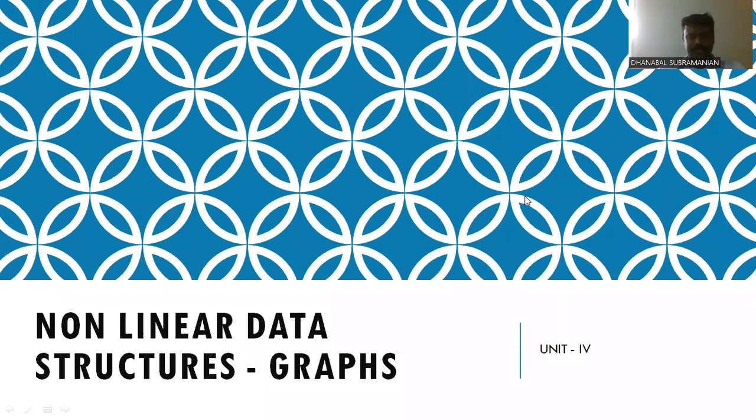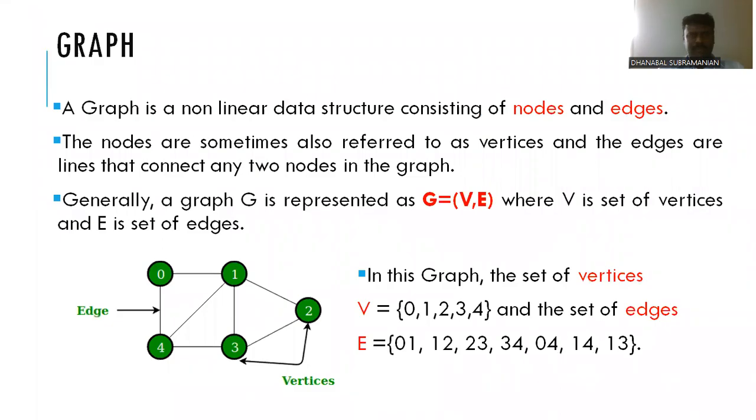Today I am going to explain the nonlinear data structure, the graph. Okay, what is a graph? A graph is a nonlinear data structure consisting of nodes and edges. The graph consists of two important parts: one is a node and the other is the edges. The simple equation of a graph is G = (V, E), where V is a set of vertices and E is a set of edges.